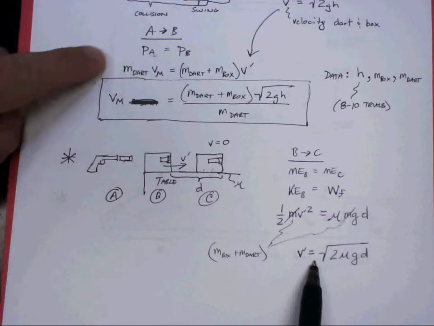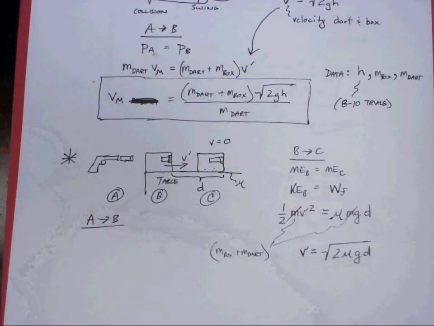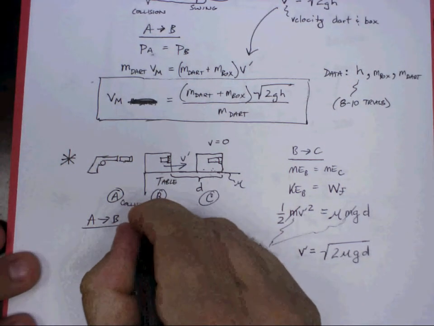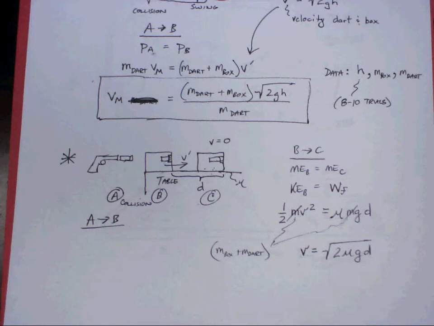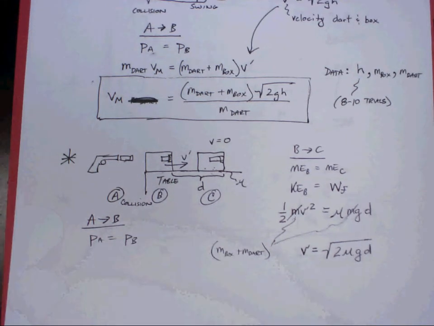Mu is the coefficient of friction between the surface. We're going to have to find that. I'll talk about how we can do that. G is gravity. D is the distance the box slides. And this velocity is what? I want to be careful. This is not the speed of the dart. It is the speed with which they move off together after the dart hits it.